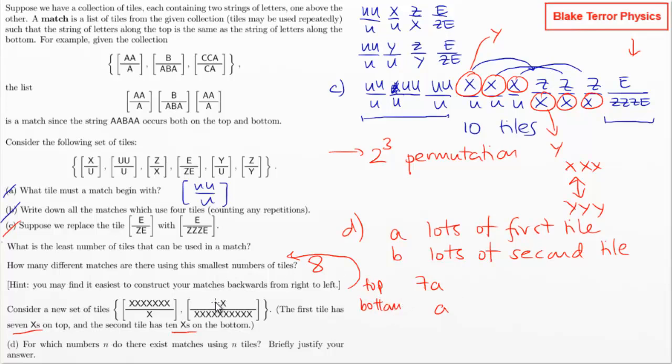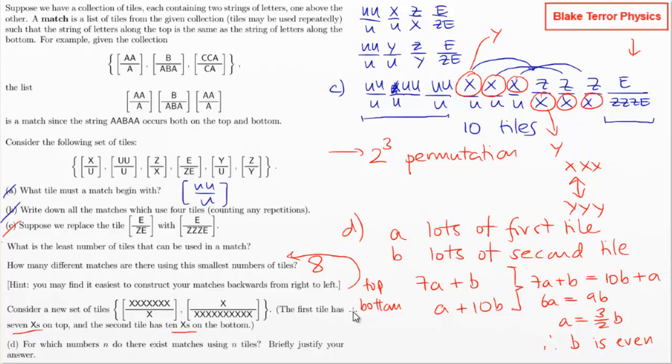Then we've got B lots of the second tile, so that'll be B there and 10B there. And these have got to be equal to each other. So I should have just written that out as an equation, really. So 7A plus B is equal to 10B plus A. Right, so we've got that 6A is equal to 9B. A is equal to 3 over 2 B. And A and B have both got to be integers, so we know that B is going to have to be an even number.